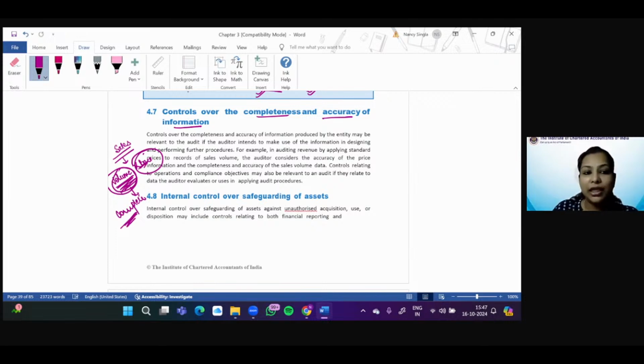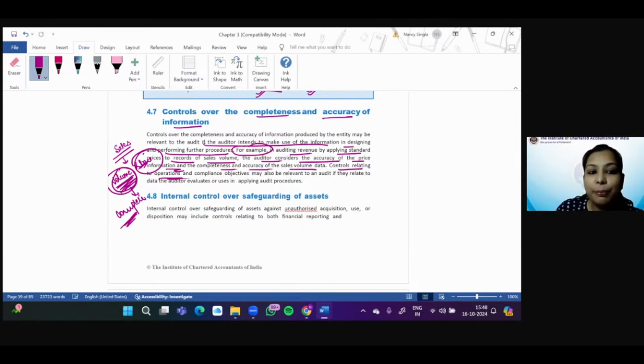So if the auditor intends to make use of the information in designing and performing further procedures, for example, in auditing revenue by applying standard prices to record the sales value, the auditor considers the accuracy of price information and the completeness and accuracy of the sales volume data, right? Controls relating to operations and compliance objectives may also be relevant if they relate to data the auditor evaluates or uses in applying audit procedures.